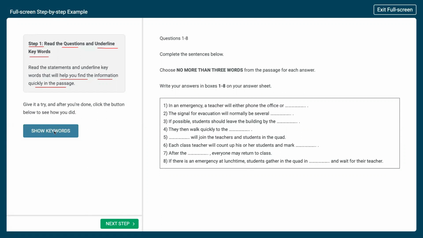So I'm going to go ahead and show you the key words now, underlined in red, and let's go through them together and I'll explain the reasoning behind some of these words. So number one, we have in an emergency, a teacher will either phone the office or, and so I have emergency here. A teacher is something that will be important to look for, either phone the office or. Now, this is really important here, this either.